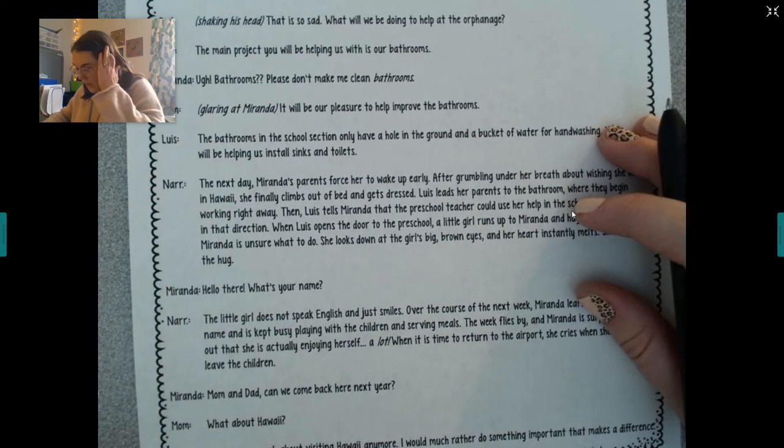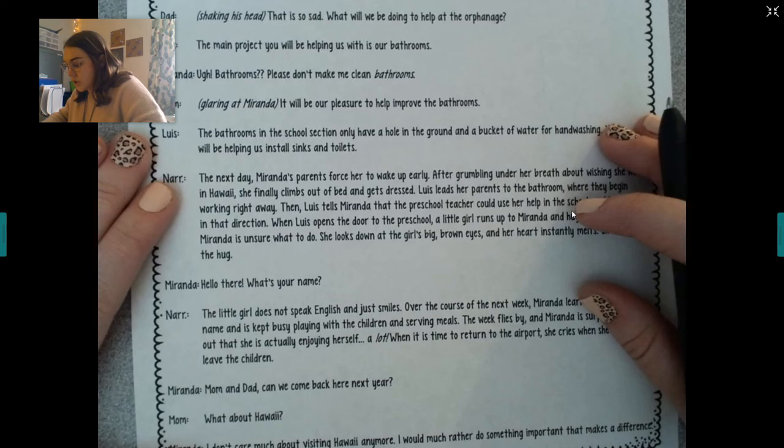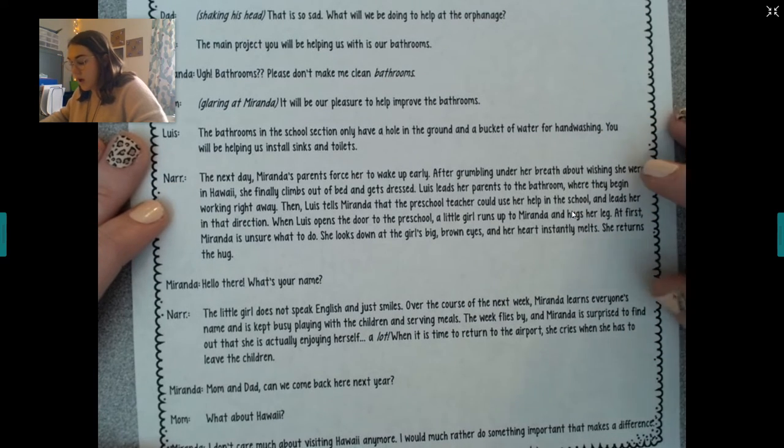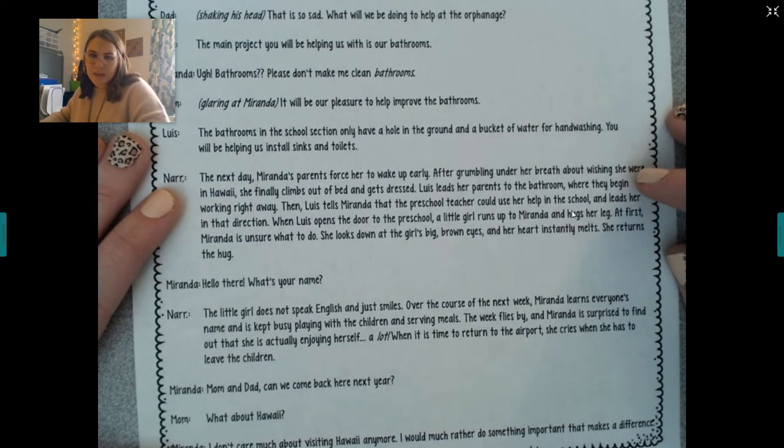What will we be doing to help at the orphanage? The main project you will be helping us with is our bathrooms. Ugh, bathrooms. Please don't make me clean bathrooms.